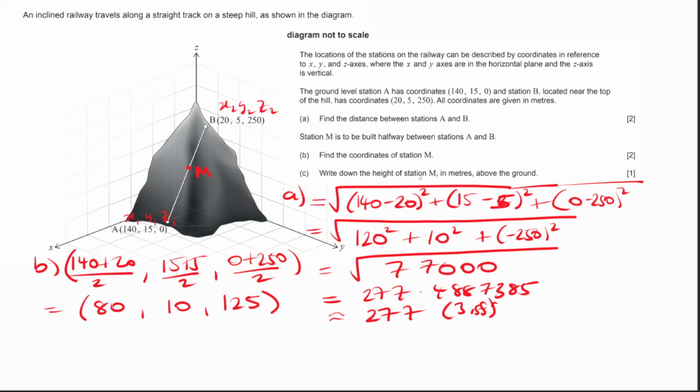Right, write down the height of the station M in meters above the ground. Whenever it says write down, it's got to be something simple that you don't really need to do much calculating for. What they're testing for is if you understand what this distance is onto the bottom of the thing, yeah? So this distance going from here. Well, obviously the bottom, the ground, yeah, is this plane here, x, y. So obviously the height is just the z coordinate, yeah? The height of the ground is the z in the z direction. So the answer to part C is just 125 meters.